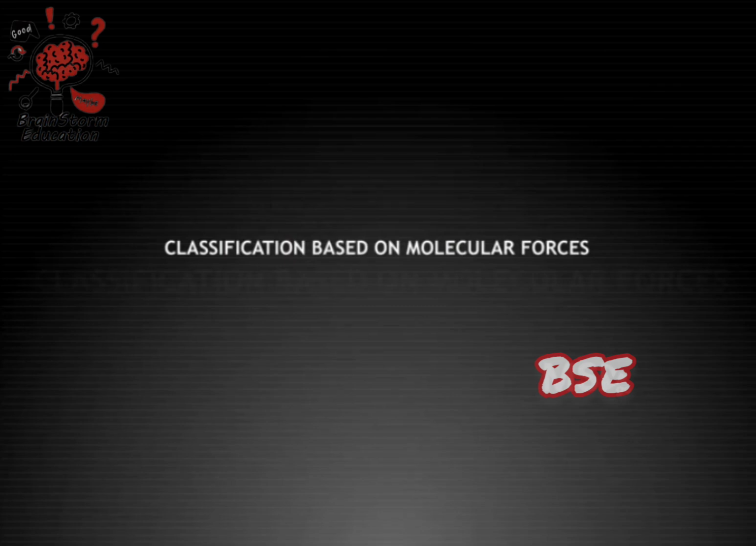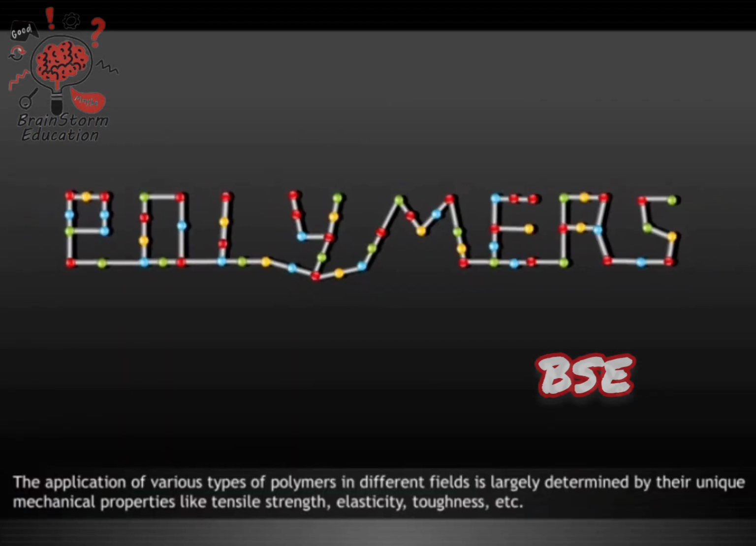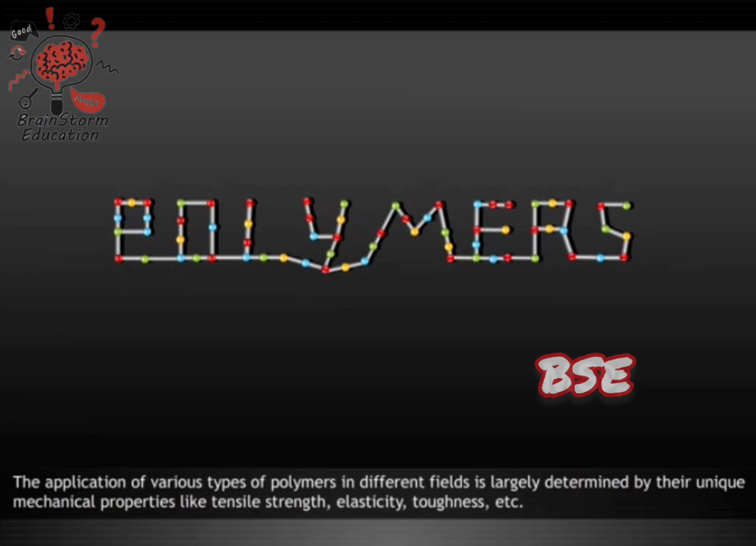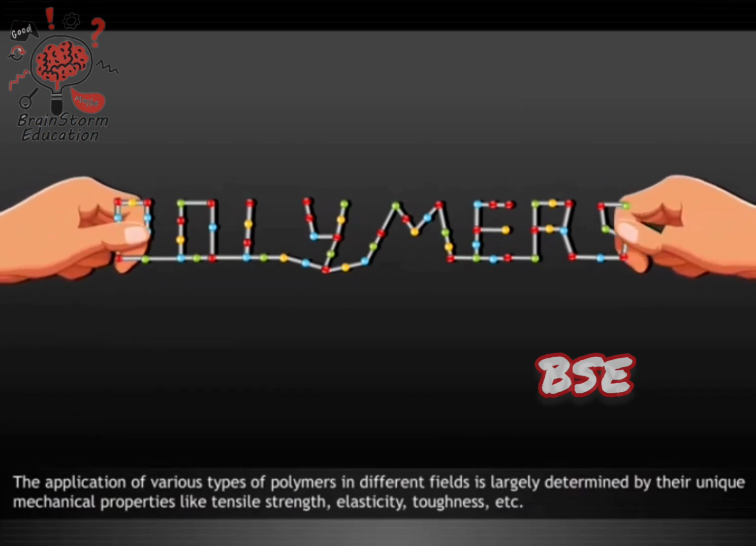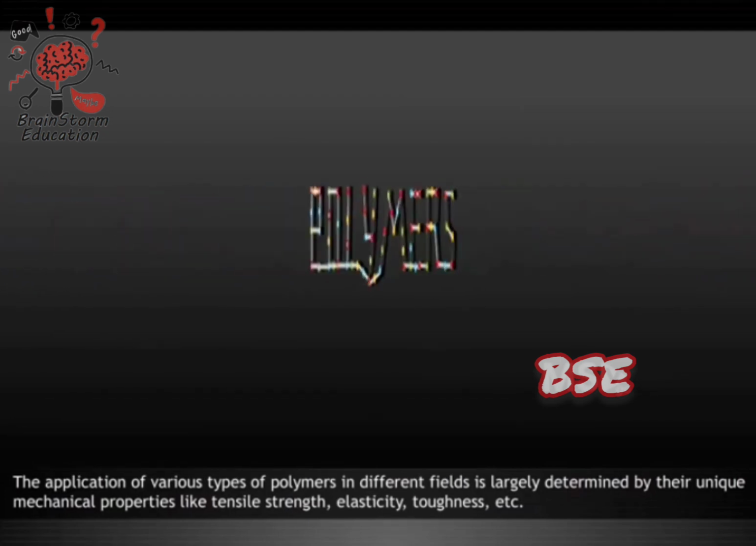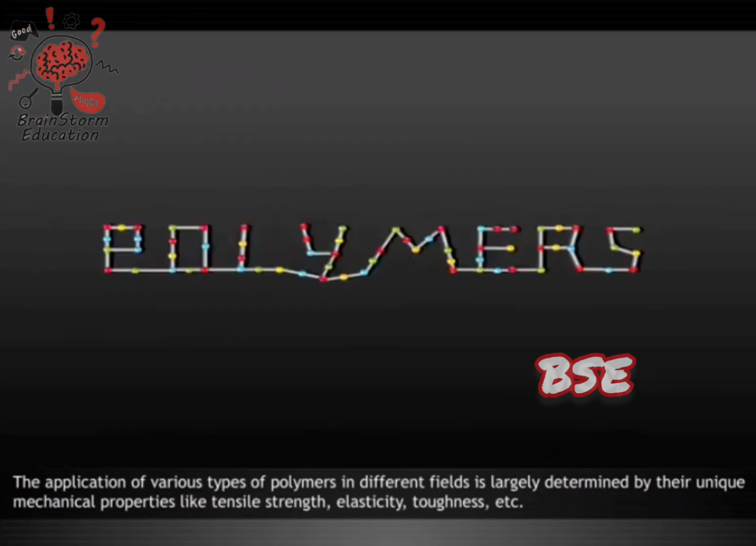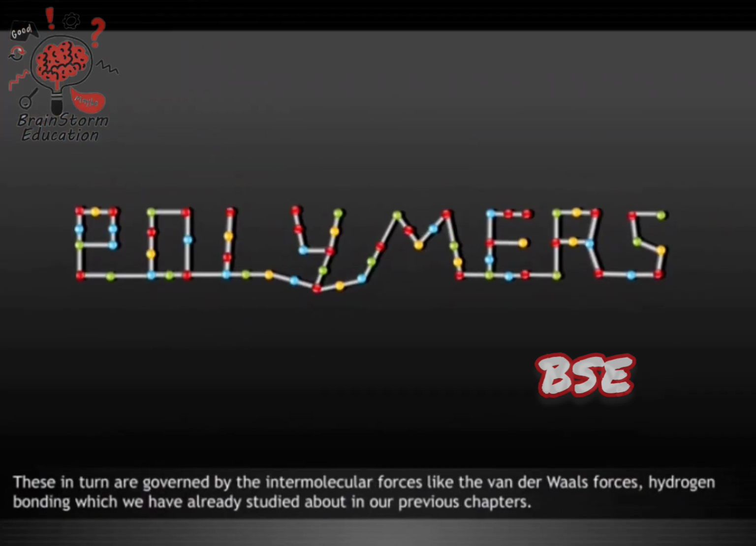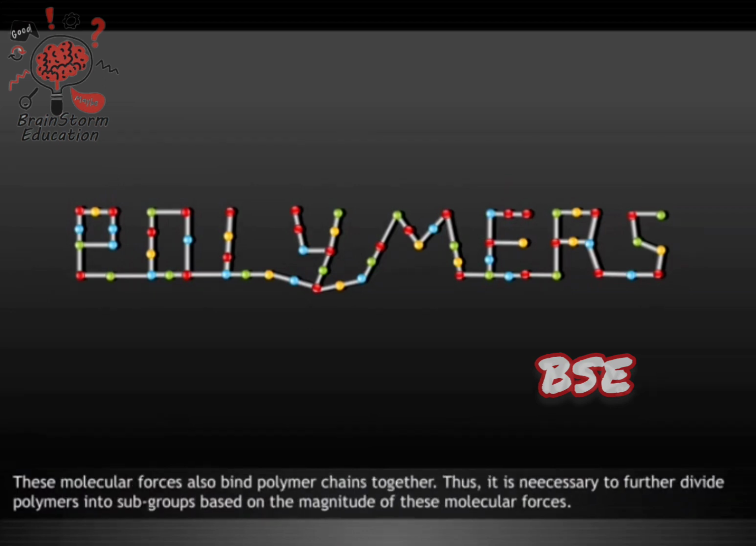Classification based on molecular forces. The application of various types of polymers in different fields is largely determined by their unique mechanical properties like tensile strength, elasticity, toughness, etc. These in turn are governed by the intermolecular forces like the van der Waals forces, hydrogen bonding, which we have already studied about in our previous chapters. These molecular forces also bind polymer chains together. Thus, it is necessary to further divide polymers into subgroups based on the magnitude of these molecular forces.